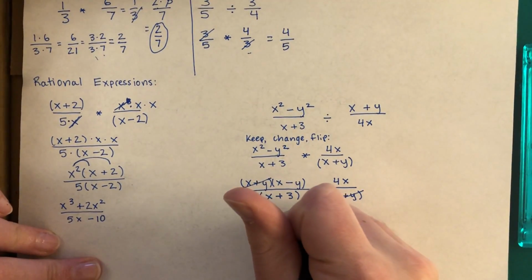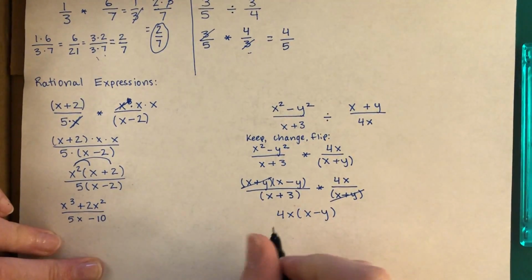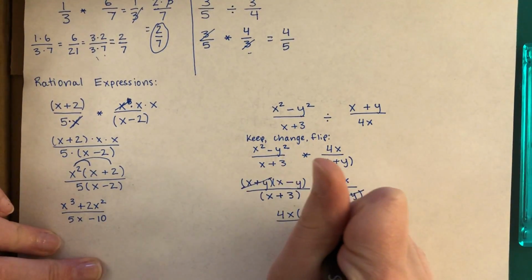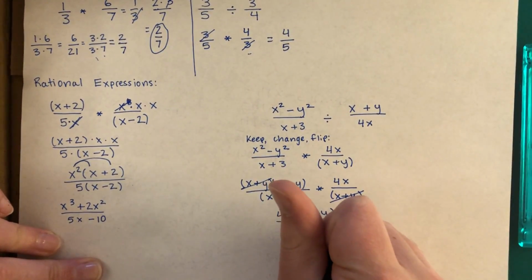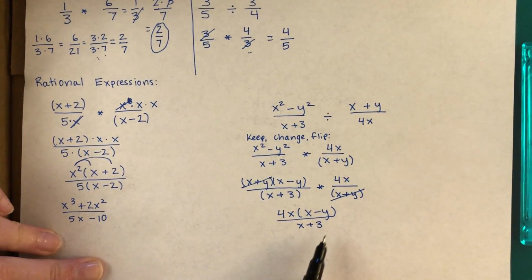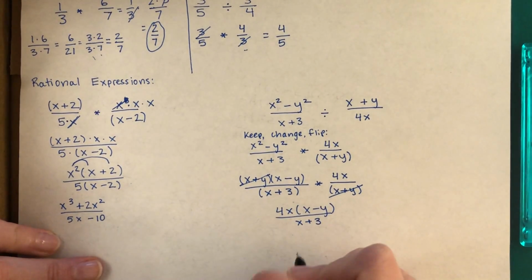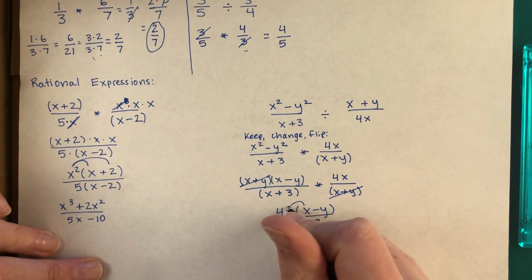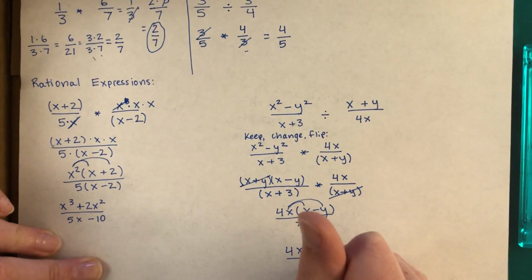So now I'm going to write the answer as 4x times x minus y. That's multiplying these two tops together and just writing it in the normal order. Divided by, on the bottom, the only thing that's left is this x plus 3. If it's the only thing there, it's okay to keep it without parentheses, but it wouldn't be wrong to write them. Okay, and then if I was going to do the last distributing step, I would get 4x squared minus 4xy over x plus 3.